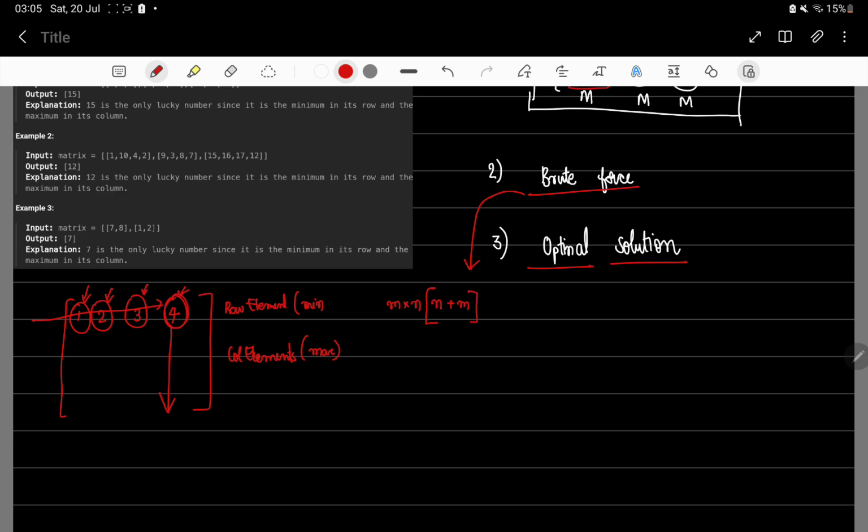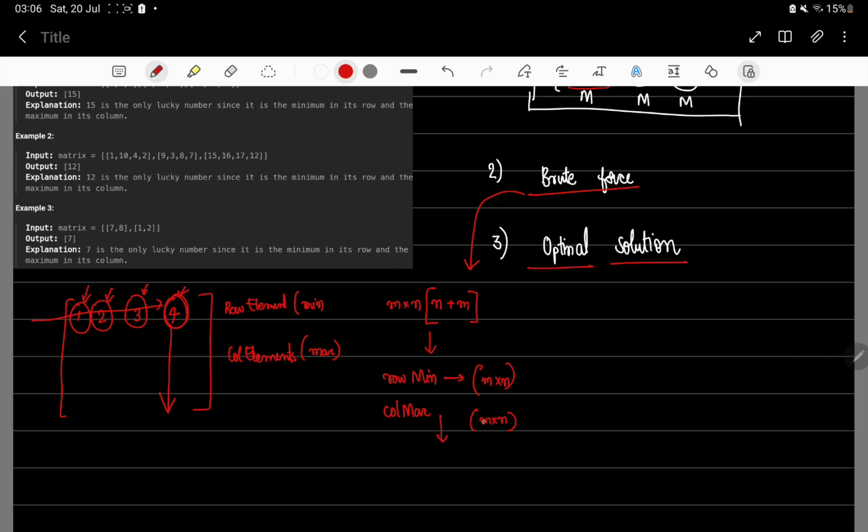Now to pre-process and do this in a better way, we can take a row vector and a column vector. So the row minimum vector will contain the minimum of each row, and the column maximum vector will contain the maximum of each of the columns. Now it is an O of 1 operation for us to find this. To compute these, it will be m into n.